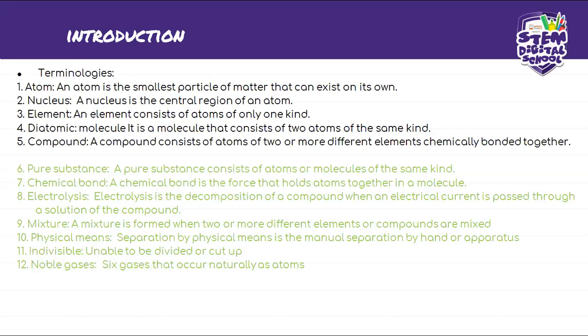We'll be looking at separation, and we'll look at physical separation, which is separation by physical means. Simply, it is the manual separation by hand or apparatus. We will look at indivisible, that is unable to be divided or cut up. Then we will look at noble gases, the six gases that occur naturally as atoms. All right, so these were just the terminologies that we shall be coming across.